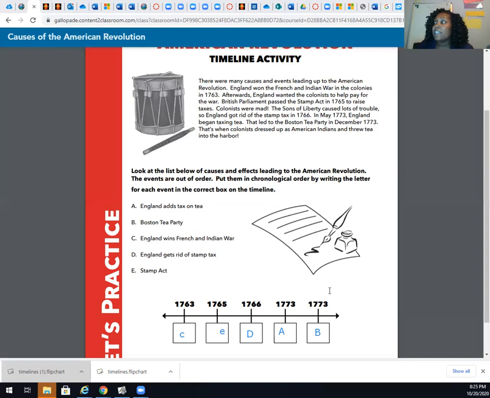So it's C, E, D, A, B. Let's see if that's correct. England wins the French and Indian War. Yep. And then they made the Stamp Act to pay for the war. Then, because the colonies were mad, England gets rid of the stamp tax. Yep. Then England adds a tax on tea. Yeah, that's what happened. And then B, the Boston Tea Party, which wasn't a party. So you see, that's a very simple timeline.